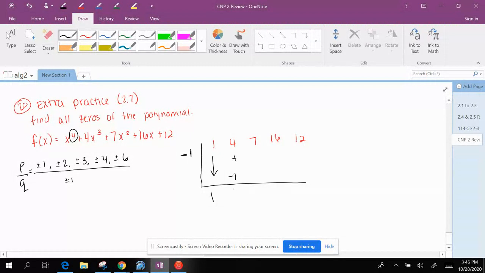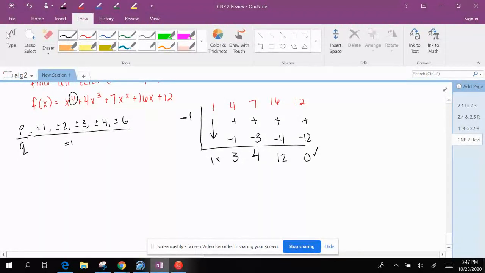We get negative 1, add 3, negative 3, add 4, negative 4, add 12, negative 12, add 0. So now my highest degree is an x cubed. Almost there. So let's rewrite it. 1, 3, 4, 12. I could use my 1s again, but I already went ahead and did, and it didn't work. I used my 2s, didn't work, so let's try negative 3.